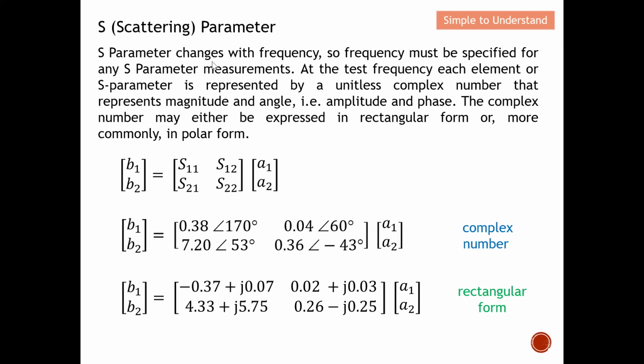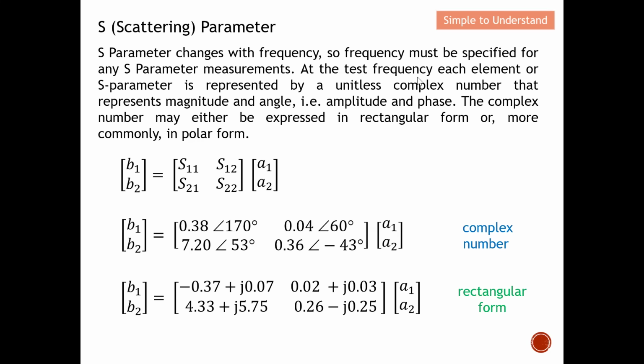S parameters change with frequency, which means S parameters are not valid from frequency to frequency. Different frequencies give you a different set of S parameters. Therefore, frequency must be specified for any S parameter measurement. When you measure S parameters, you must mention at what frequency you conduct the test and measurement.